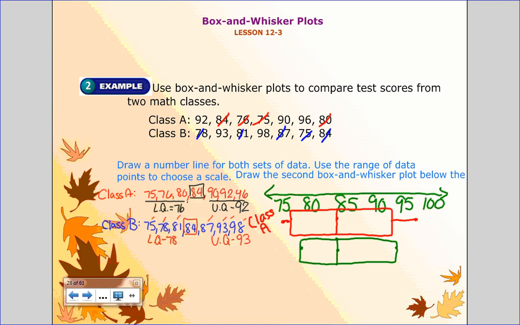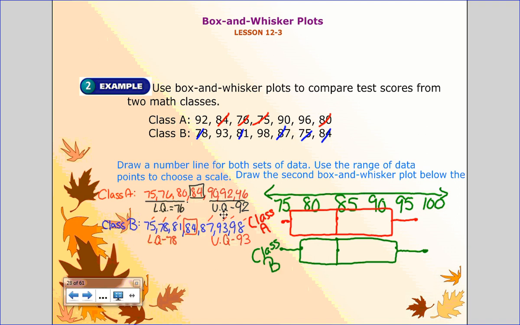And now I do upper and lower quartile. 75 is right there, and then my highest number was 98, which was right about there. And again, I'm going to label that class B. There we go. So now we have this.